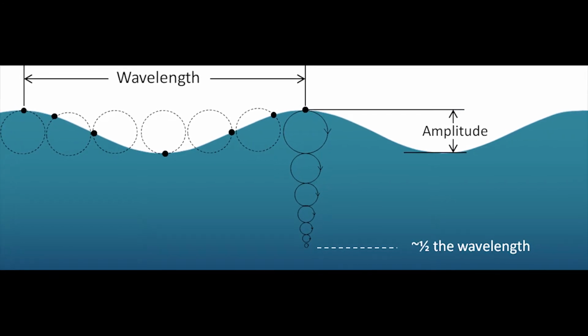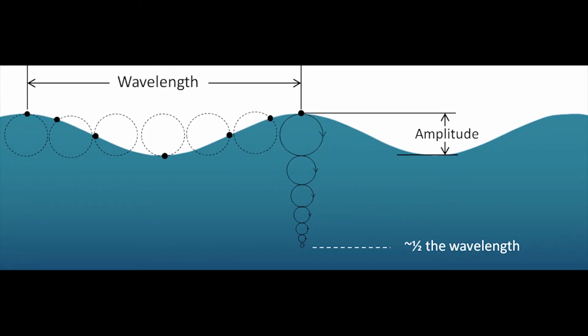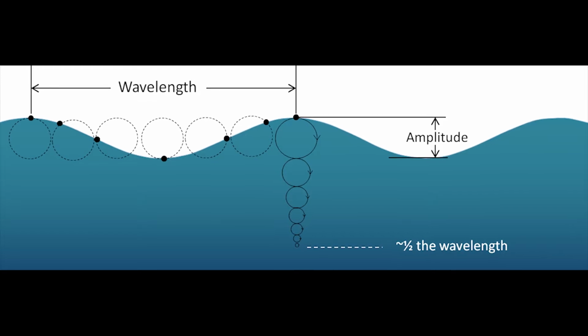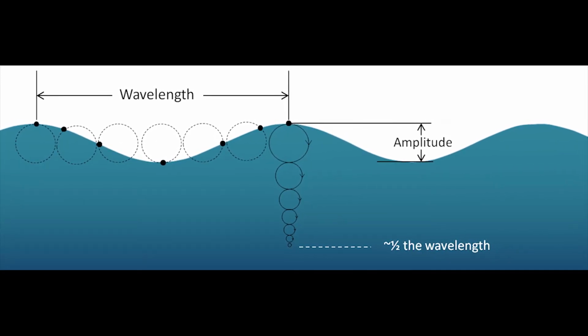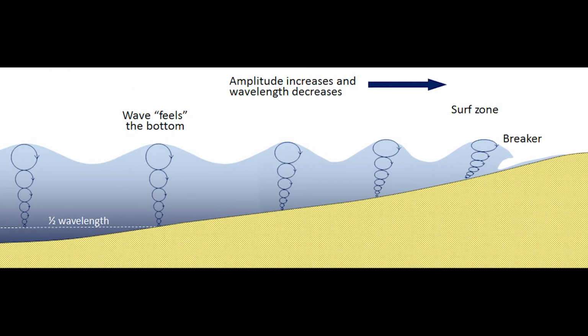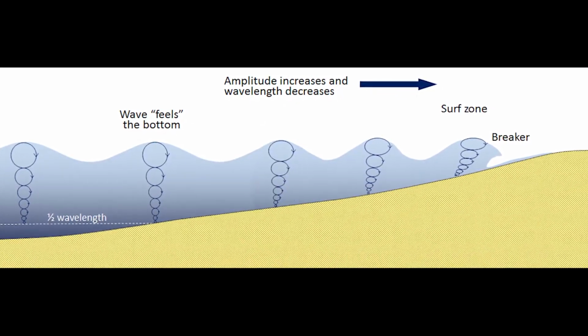The water beneath a wave is disturbed to a depth of 1/2 the wavelength and is known as a wave base. Since the ocean is so deep, the wave bases don't interact with the ocean floor until the wave gets into much shallower water.